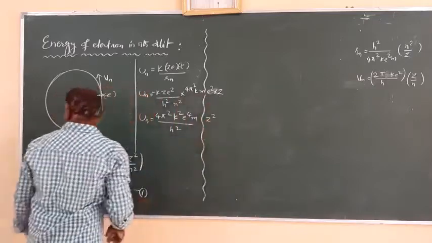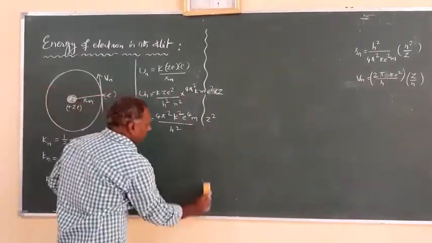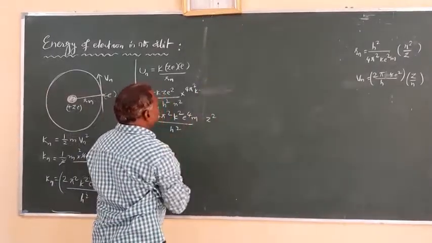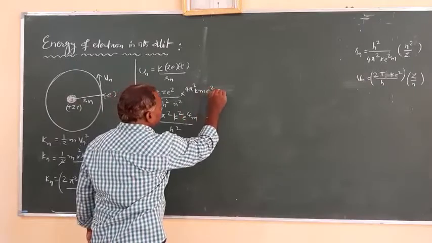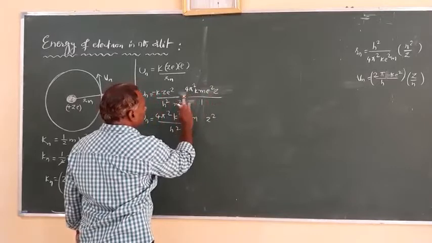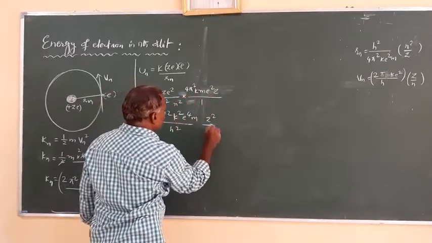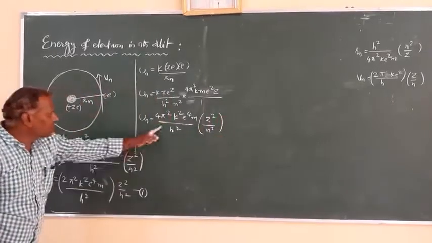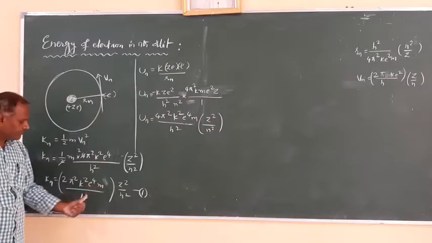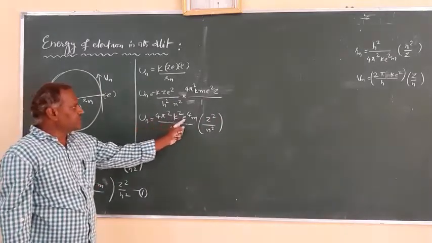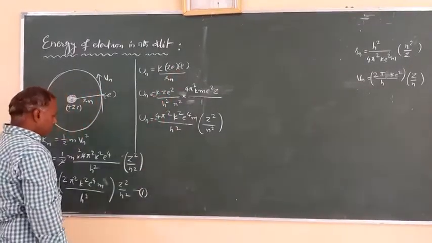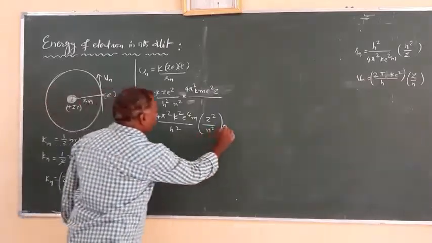So next, what is the observation? Upon n square. Just observe here: m e square Z. Now this is Z square by n square. So see this equation and this equation: constant 4 pi square K square e power 4 m by h square, and here this minus is there. I can put this one as minus. Right? And this is equation 2.